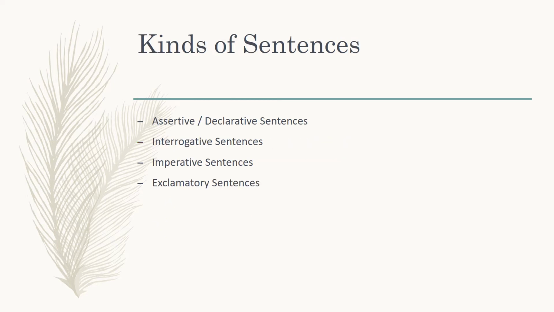Now, we move on to the types of sentences or the kinds of sentences. Mainly, we have four types of sentences. These are the four types of sentences we are going to learn. What are they? Assertive or declarative sentences, interrogative sentences, imperative sentences, and exclamatory sentences.